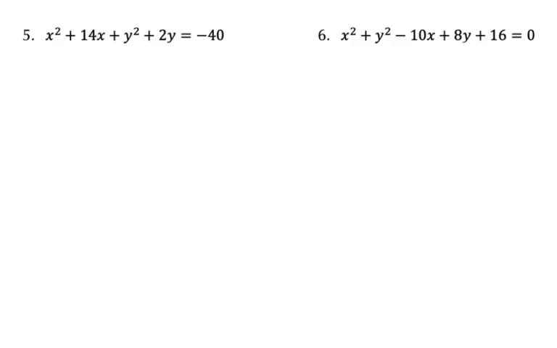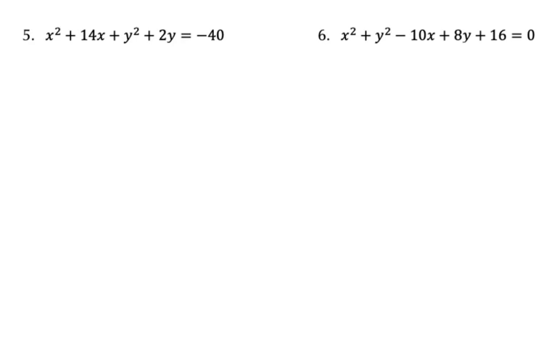All right, we have some more completing the squares. I want you to pause the video and try to do these on your own. And then when you come back, we will check to make sure you have them correct. So again, pause the video, complete the squares for problem number 5, complete the squares for number 6, and then you'll come back to check your answers.